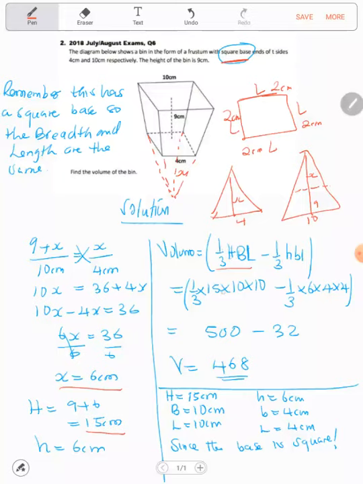So here, the height we found was 15. Breadth and length, remember, are the same because it's a square. So 10 by 10 minus 1 over 3 times the height here, which is 6. Remember, the smaller one has a square base, so it will be 4 by 4. Once you find that, you subtract, and this will give you the volume of the frustum. I hope that worked out.